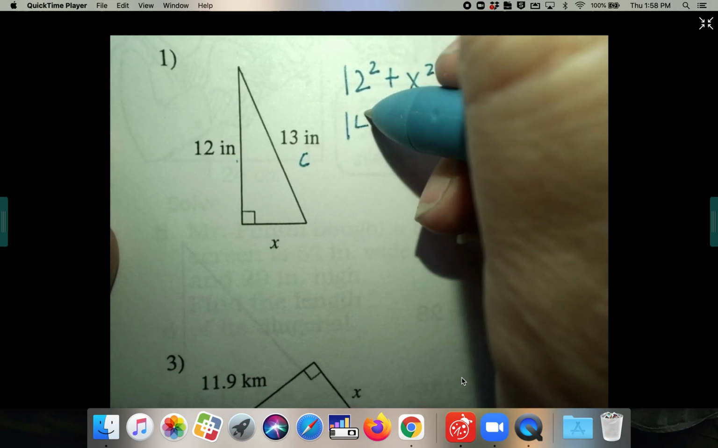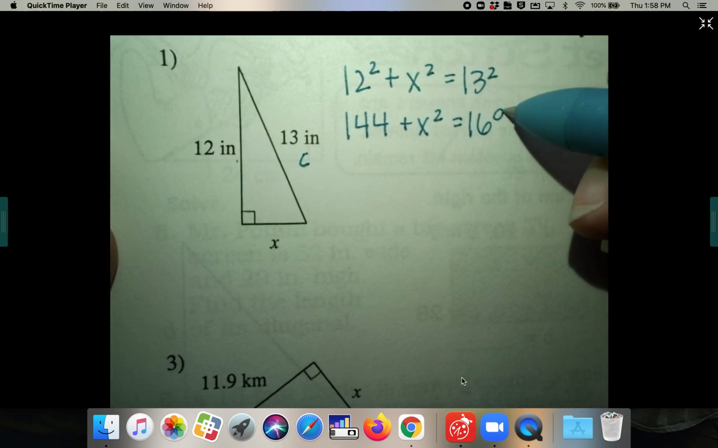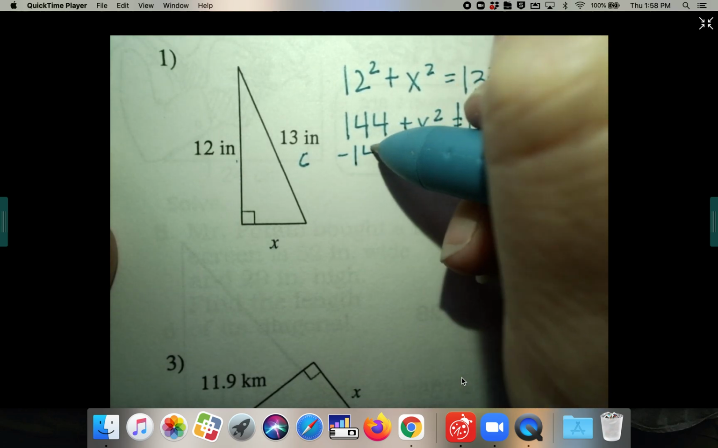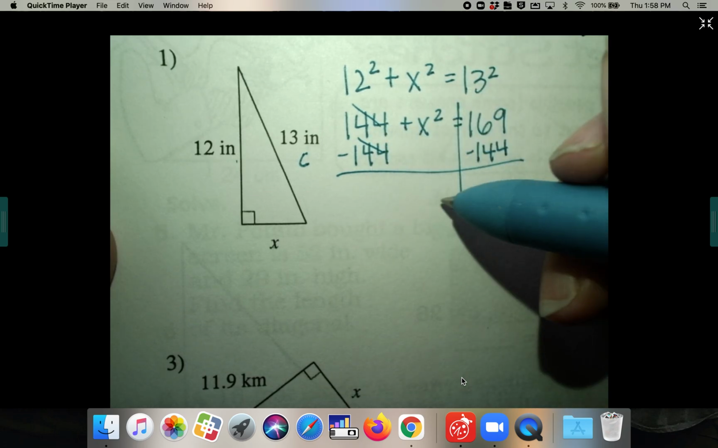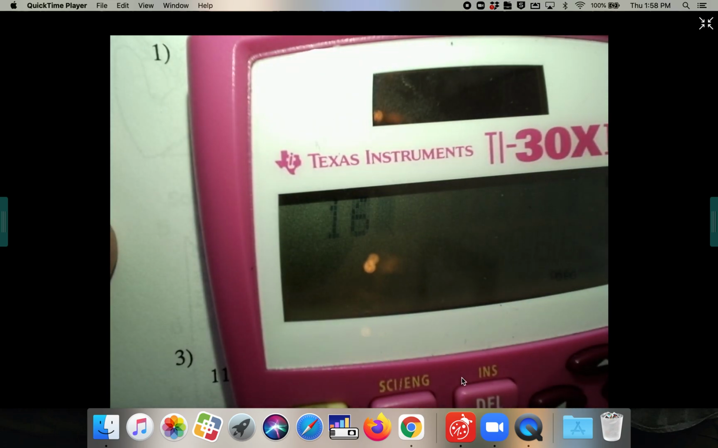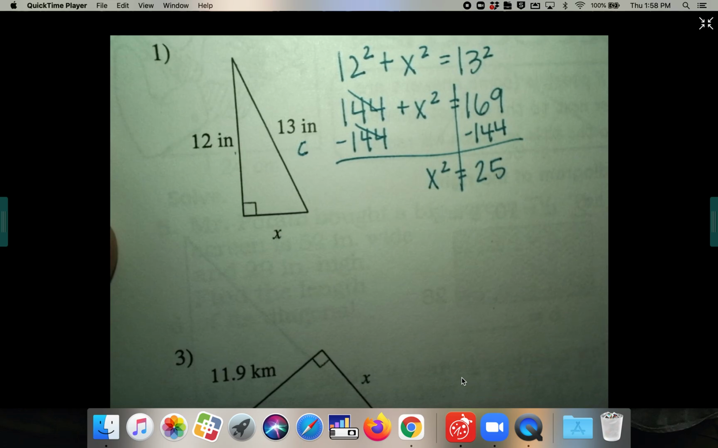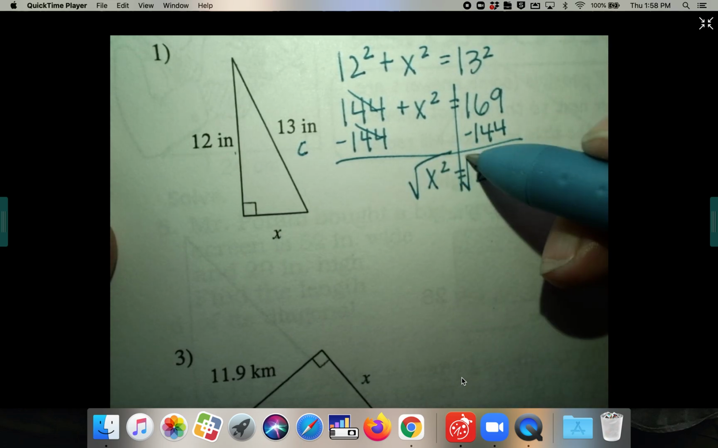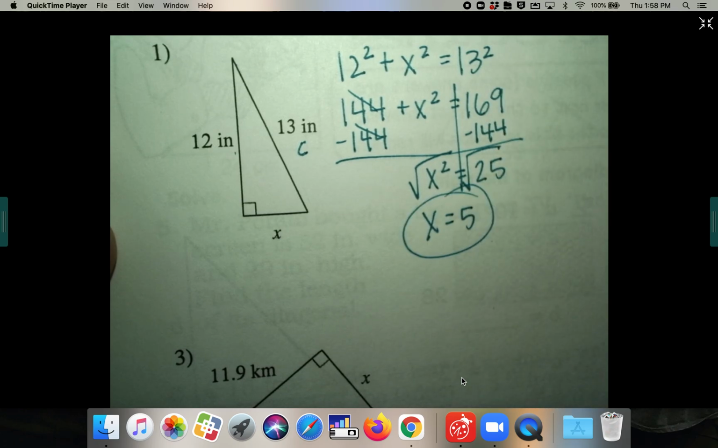Now we're just going to solve it. 12 squared is 144. 13 squared is 169. We subtract 144 from each side. x squared equals 25. And lucky for us, that comes out evenly, because if you square root each side, the square root of 25 is 5.